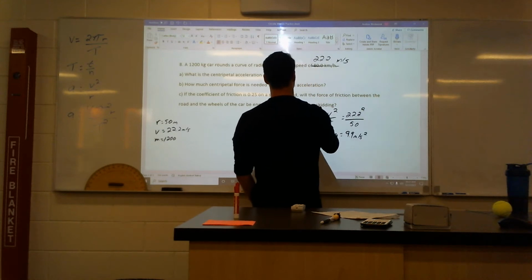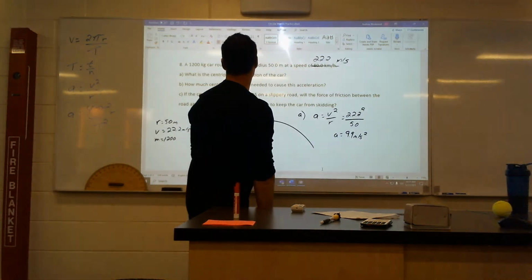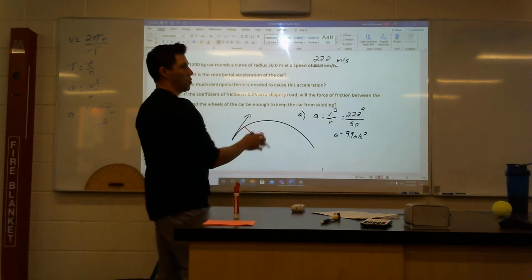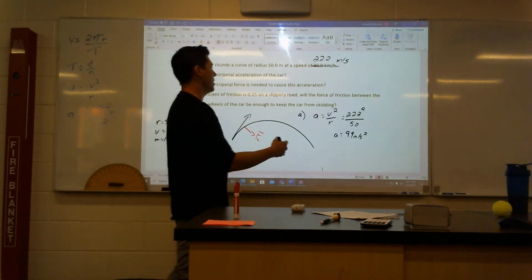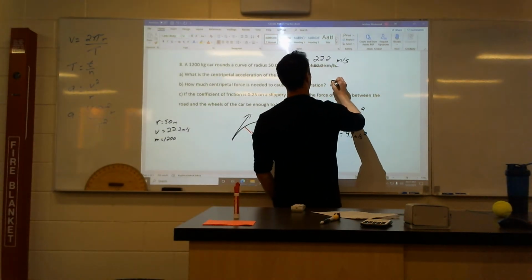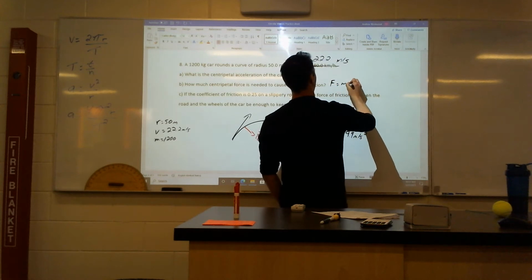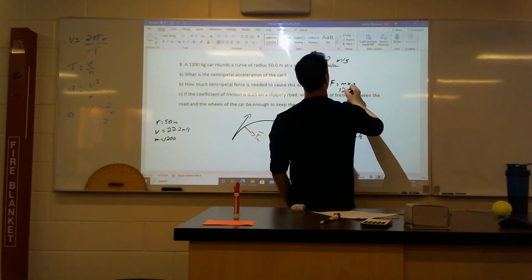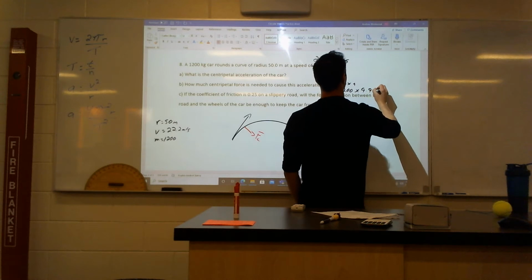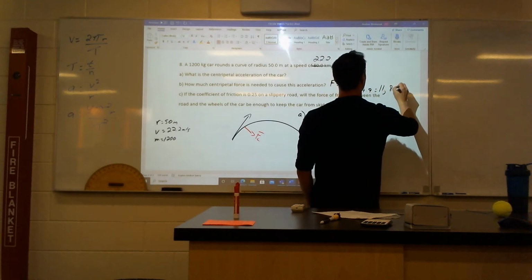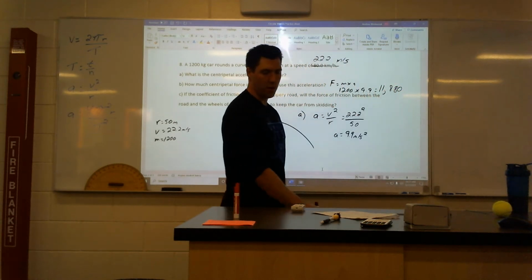Okay, B is also an easier one to answer. C is the harder one, well, not harder, but it takes a little more work. B, how much centripetal force is needed? Now that I have acceleration, force just equals mass times acceleration. So 1200 times 9.9 equals 11,880 newtons.